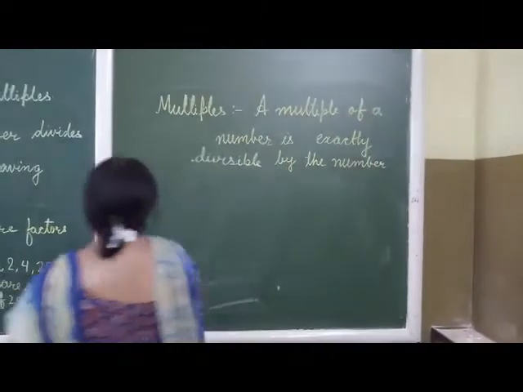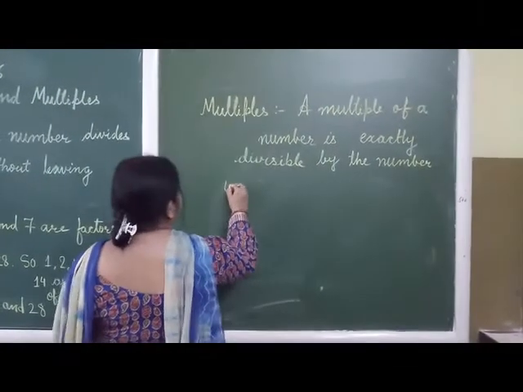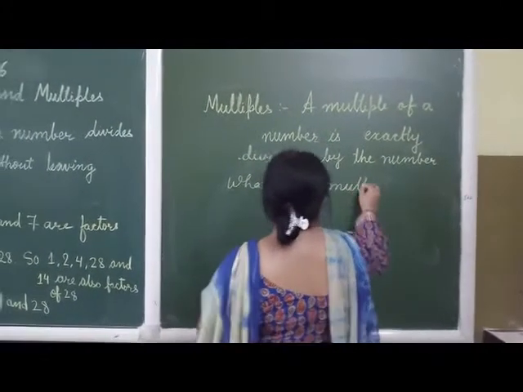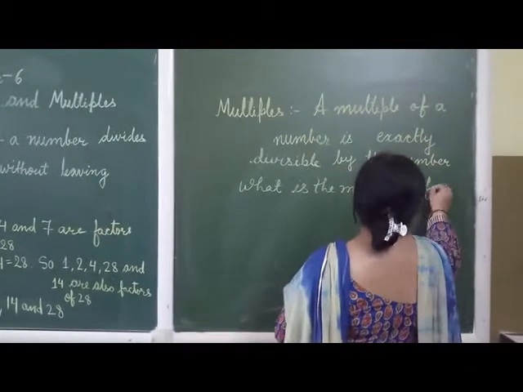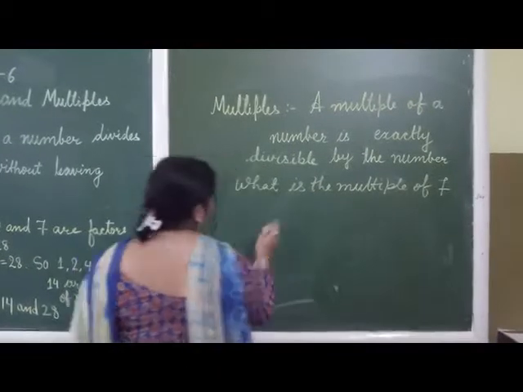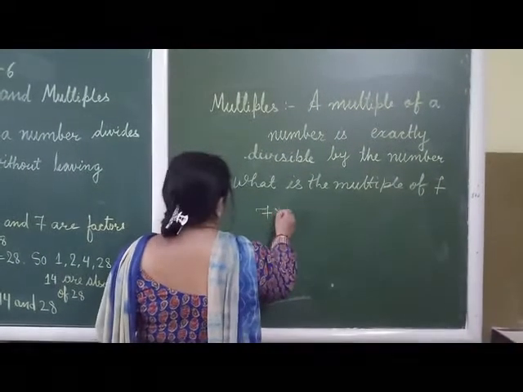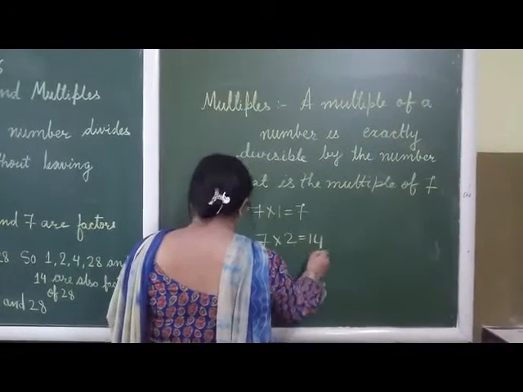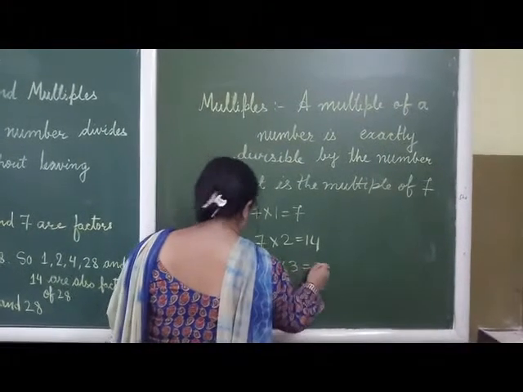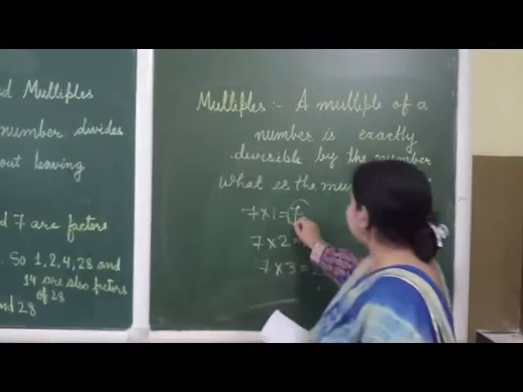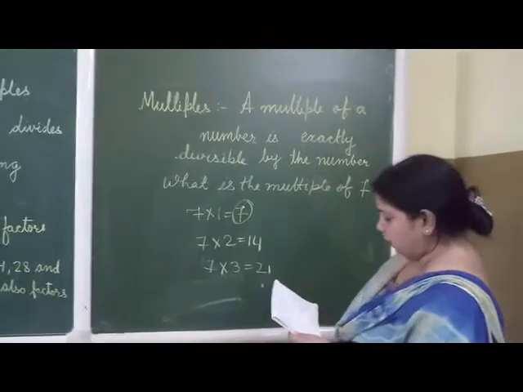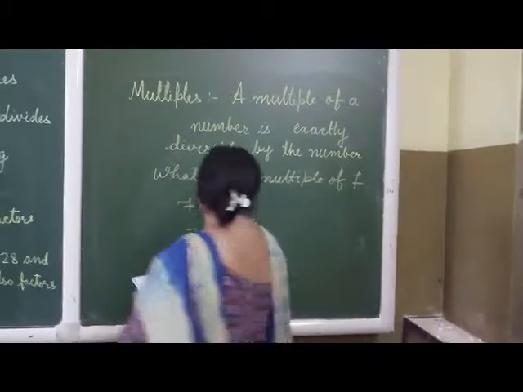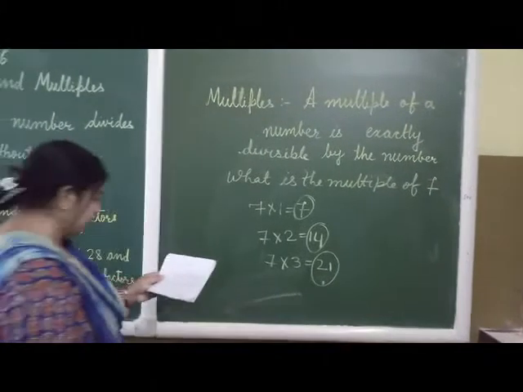So students, what are the multiples of 7? How many multiples does it have? 7 into 1 equals 7. 7 into 2 equals 14. 7 into 3 equals 21. Here 7 is a multiple of 7 also.